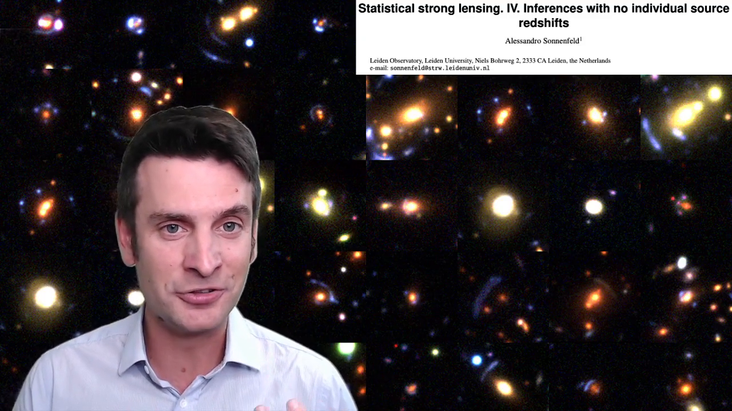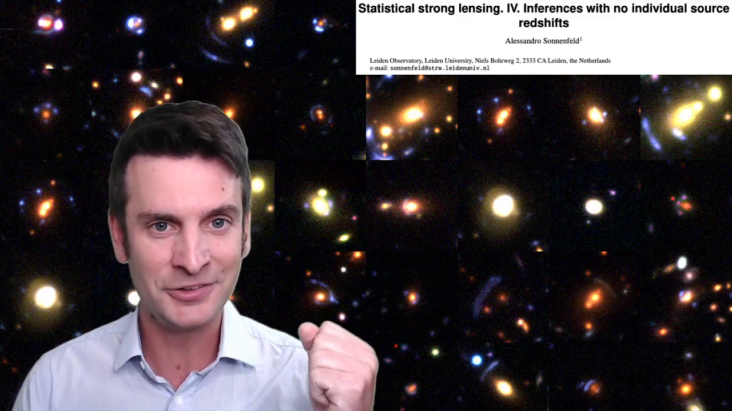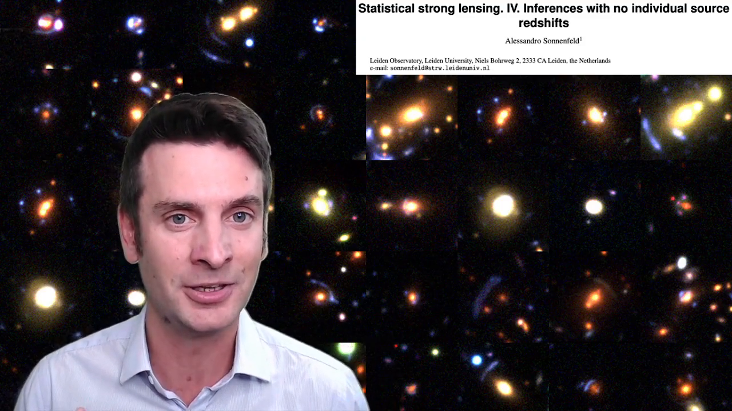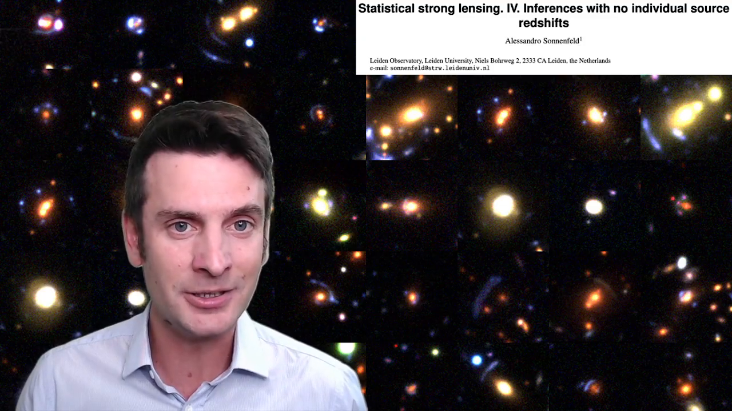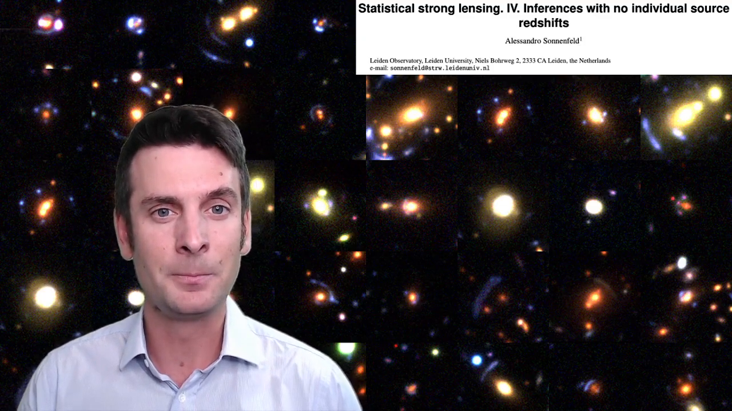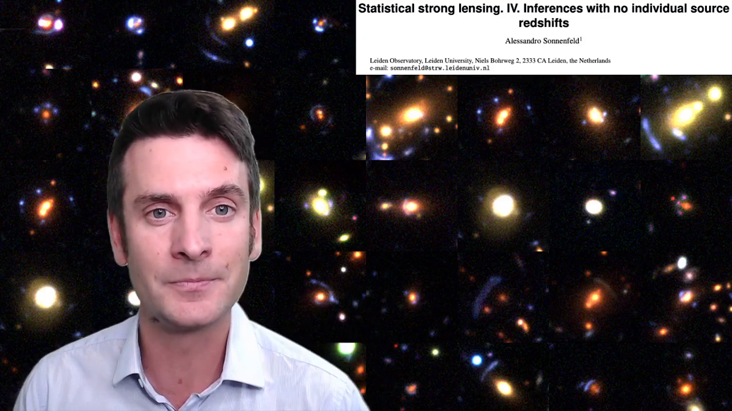It sounds like a vicious circle, but the solution is to infer both the lens properties and the source redshift simultaneously in a statistical sense. It's not easy because it involves modeling the lens selection function, but what makes it possible is the formalism that I developed in paper 3.